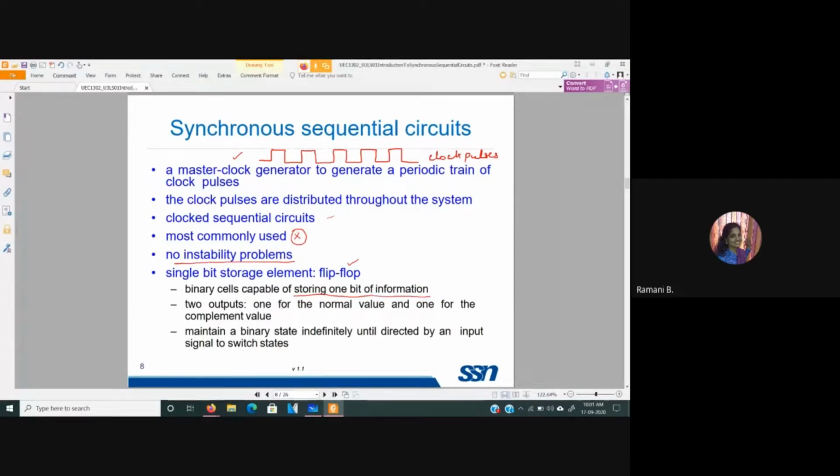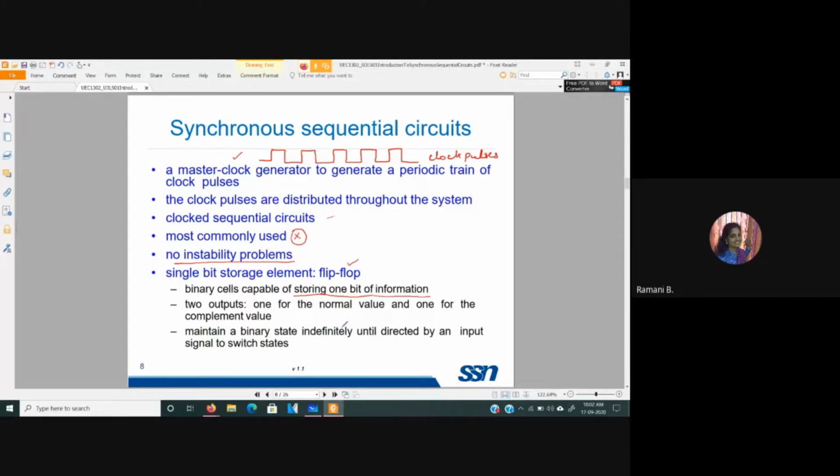So here, with respect to flip-flops or latches, you have two outputs, one for the normal value and other for the complement value. So you will be getting both the normal output and the complement output. And this maintains the binary state indefinitely until directed by an input signal to switch state. So till your input is going to change, the corresponding binary value will be remaining the same. Okay, that is what this implies.